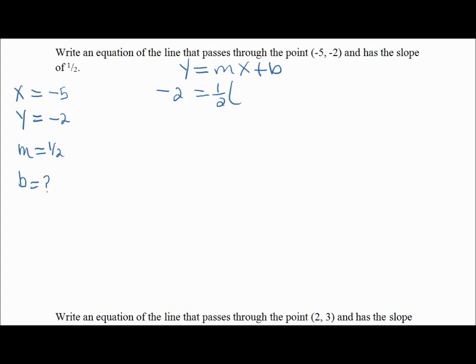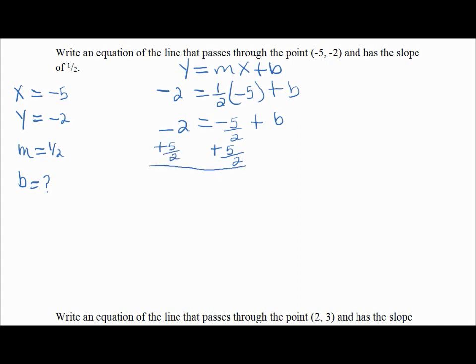1/2 times -5 plus b. So this gives you -2 is equal to 1/2 times -5, which gives you -5/2, plus b. Now you want to add 5/2 to both sides.